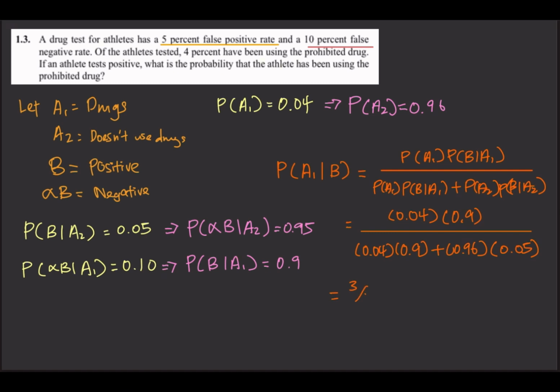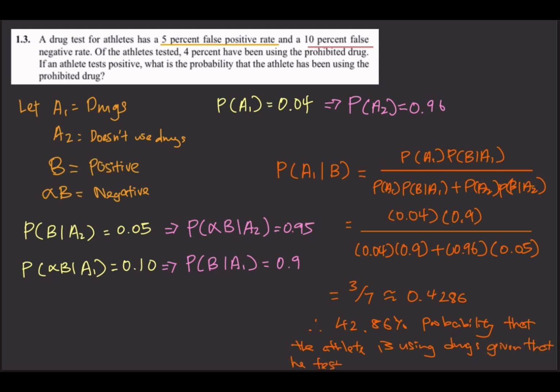We got 3/7, which is approximately 0.4286. And this means that there is a 42.86% probability that the athlete is using drugs given that he tests positive.